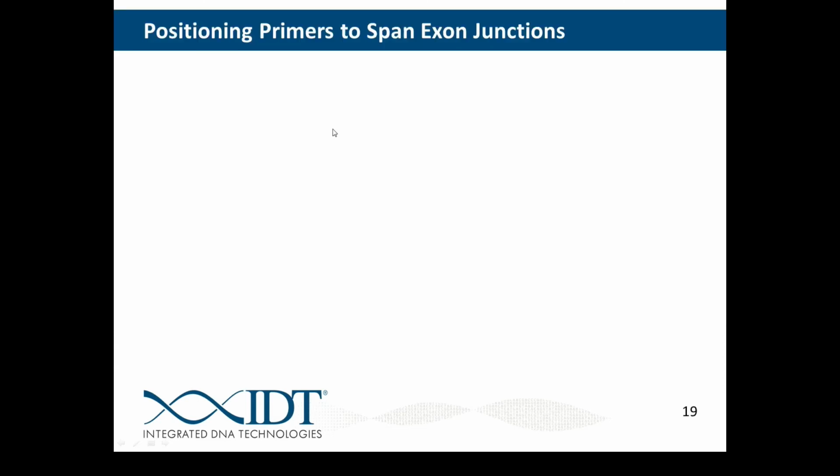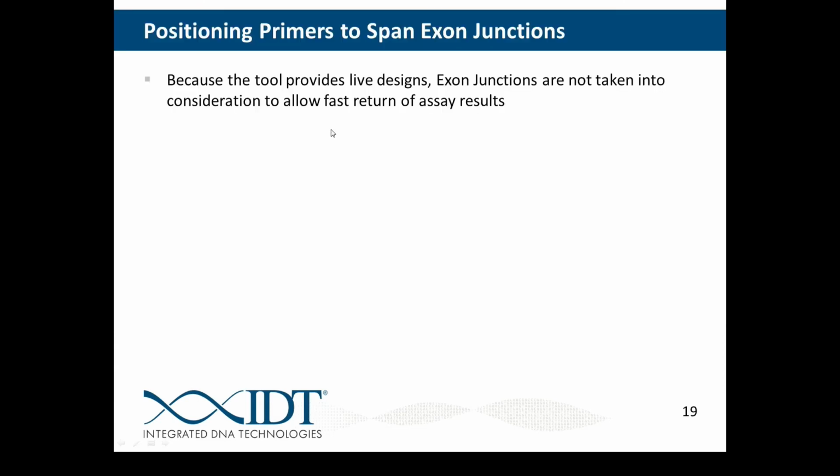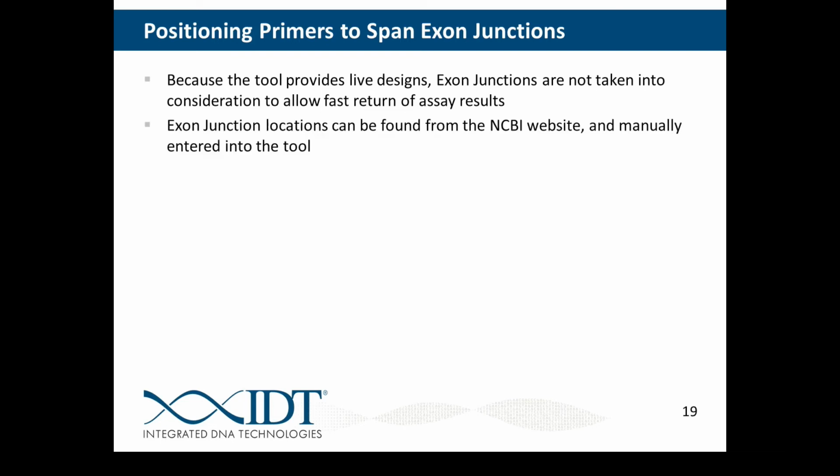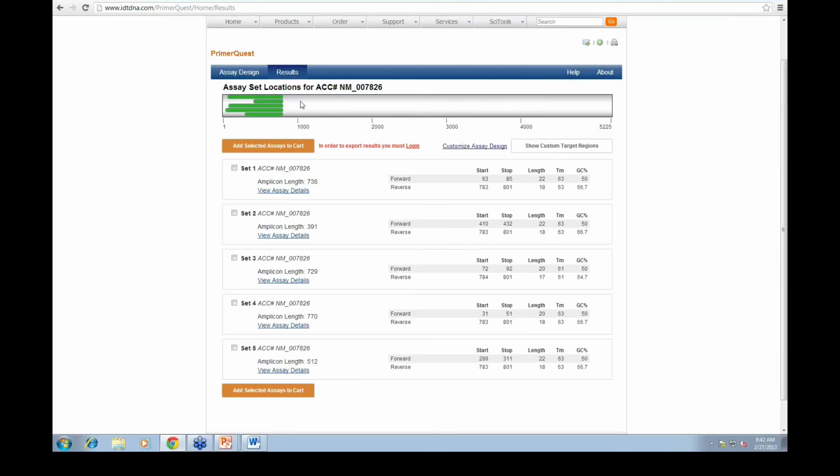All right. So as I've talked about a few times, because we provide live designs, exon junctions are not taken into consideration to allow fast return of assay results. Exon junction locations can be found on the NCBI website, and then we can manually enter those into the tool. This is my example sequence and some of the exon junctions. I'll actually quickly show you how to find those exon junctions from the NCBI tool as well.